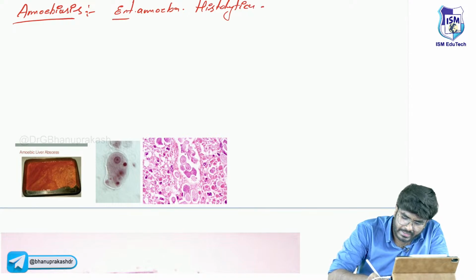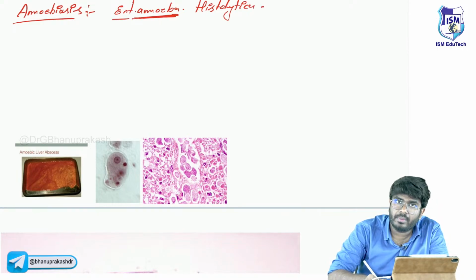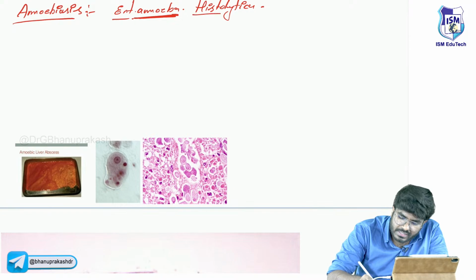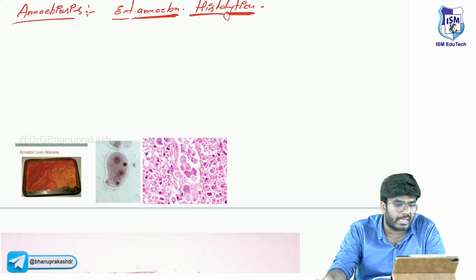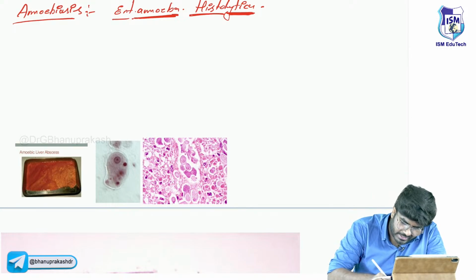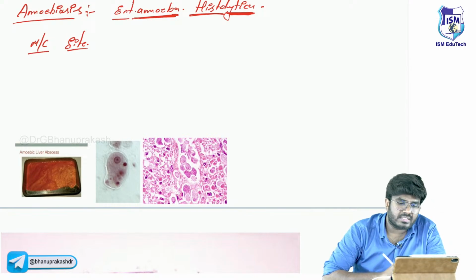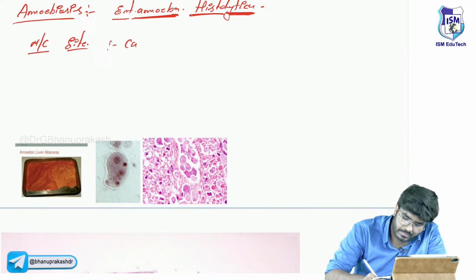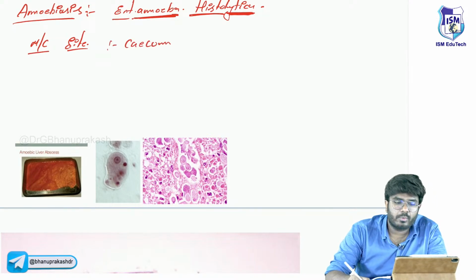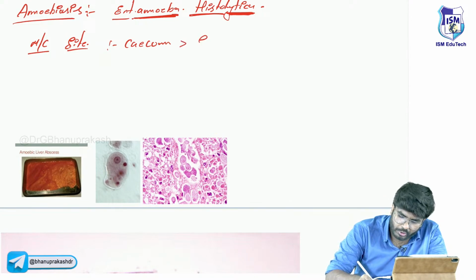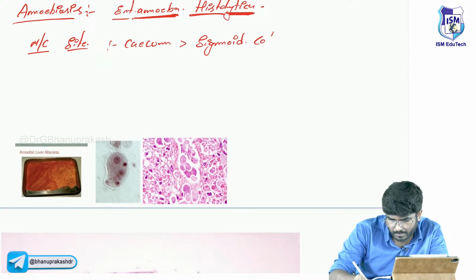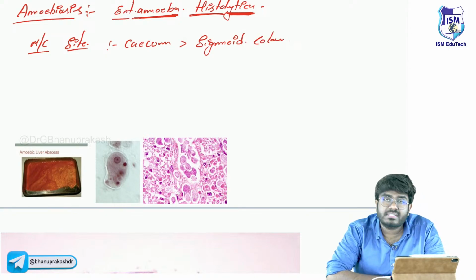The name is amoebiasis, because of an amoeba called Entamoeba histolytica. Histolysis means tissue destruction. What is the most common site for this organism? The cecum is going to be most commonly affected, followed by the sigmoid colon.